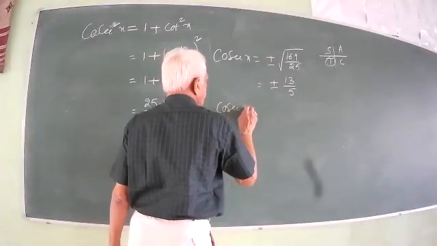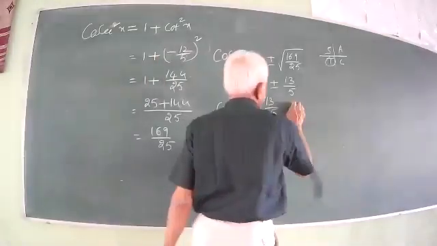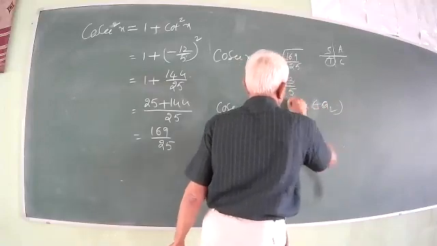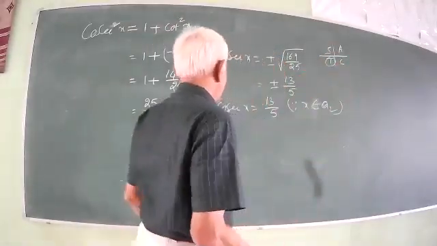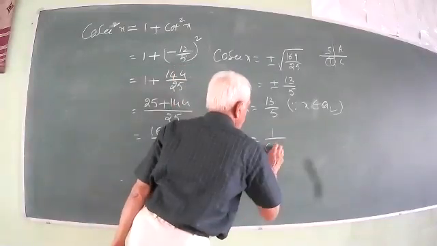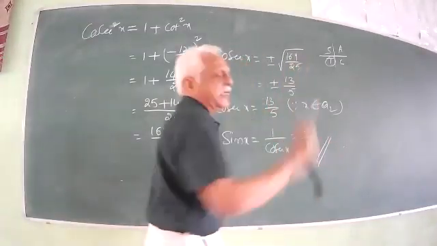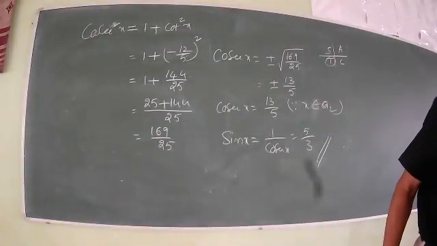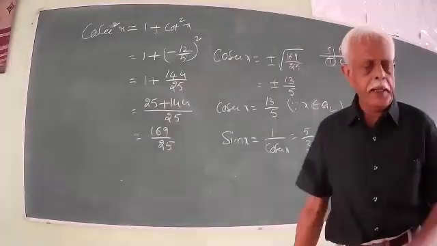Cosecant x is equal to the positive value you have to take, the same way, since x belongs to Q2, where the second quadrant is positive. And lastly, sin x is equal to 1 by cosecant x, which is nothing but 5 by 13. That is the end of today's class. Tomorrow I will be giving the alternate method also. Okay. Have a nice time.